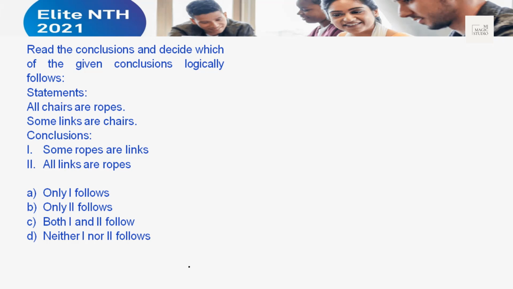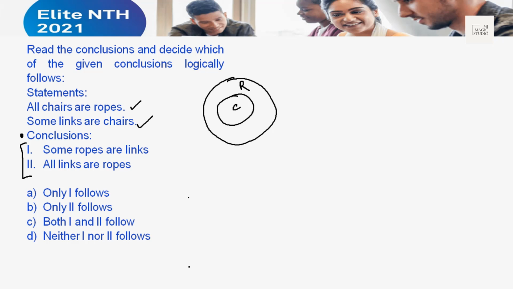Question from deductive logic. Few statements are given which are considered to be true and few conclusions to follow. We need to find which conclusions actually follow from the given statements. All chairs are ropes, and the best way to solve these kinds of questions is to form Venn diagrams. All chairs are ropes. Some links are chairs.